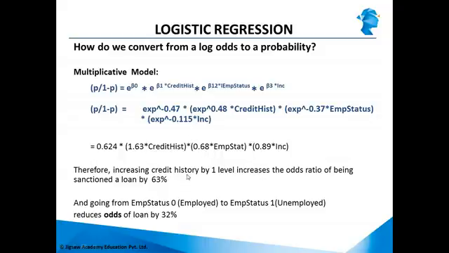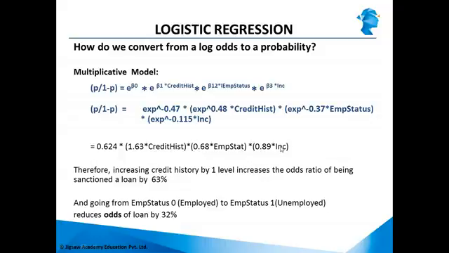The base is always 1 because you're using a multiplicative model here. So relative to the base, keeping everything else constant, going from an employment status of 0, which is employed, to an employment status of 1 will reduce the probability of non-default by 32%, 1 minus 0.68.